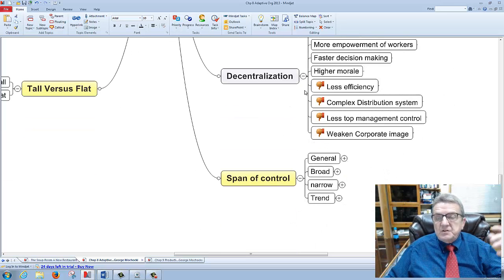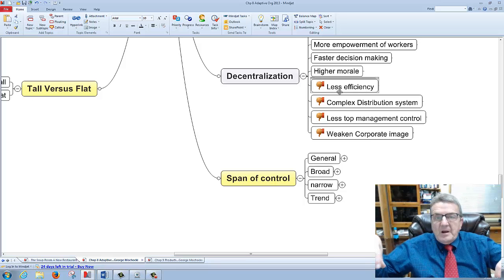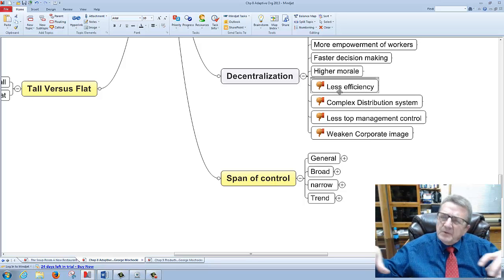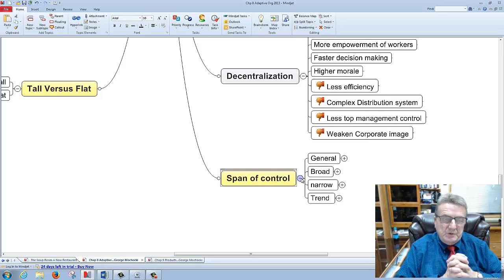So then you have decentralization, and now more empowerment, faster, but there's less efficiency. When you decentralize, you have more of the same operation in different offices, so it makes it a little bit harder. Now, span of control. Span of control is how many people you can manage.